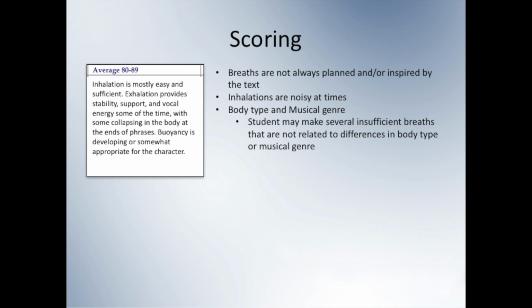Now, as we discussed throughout the last several slides, inhalation is going to vary amongst singers depending on their body type. So if a student breathes more laterally while another one breathes more abdominally, but both are breathing sufficiently and they are able to control their exhalation, then their breathing strategies would be appropriate even though they're different. If the student's inhalation is mostly easy and sufficient, their exhalation provides stability, support, and vocal energy some of the time, with some collapsing in the body at the ends of phrases, with buoyancy that is developing or somewhat appropriate for the character, a rating of average might be more appropriate.